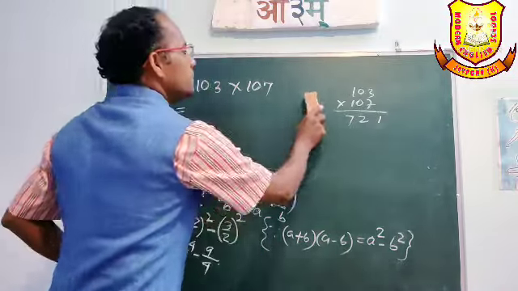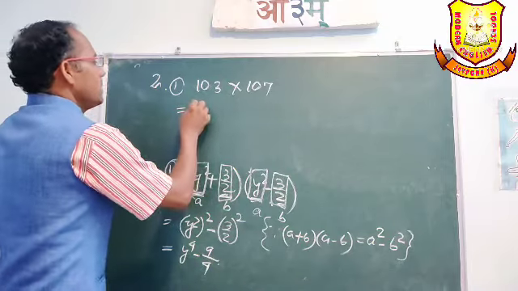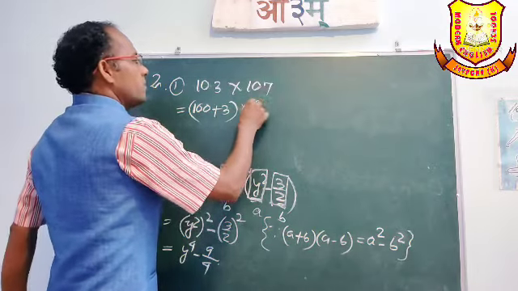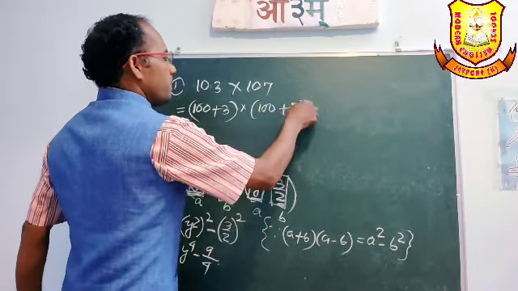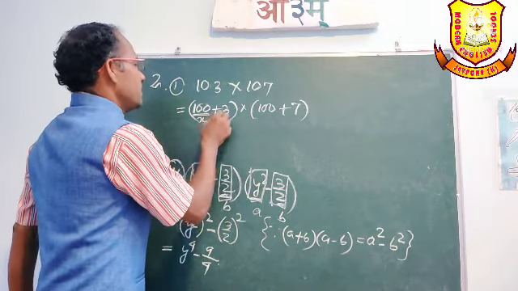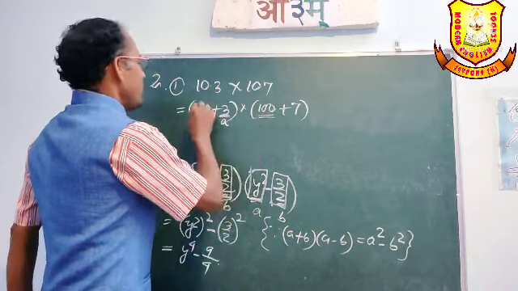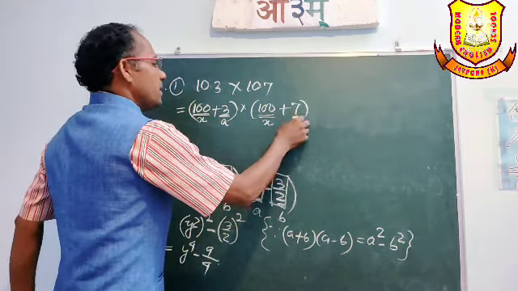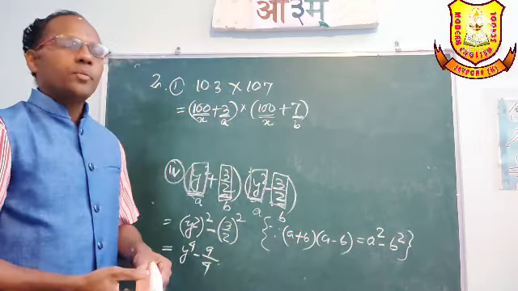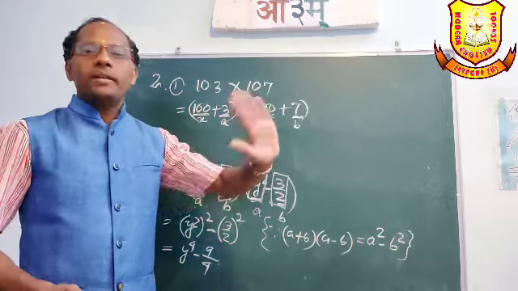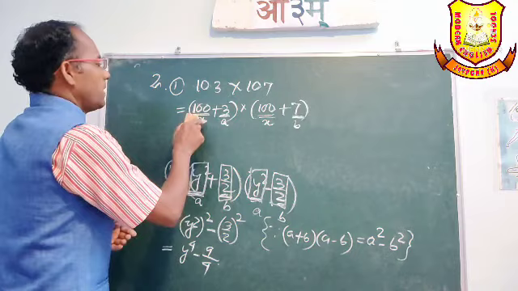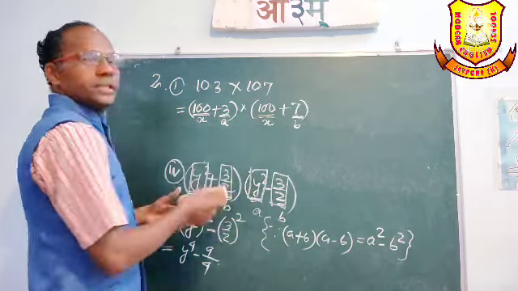See, 103 equals 100 plus 3 and 107 equals 100 plus 7. Now you see, this one is x, this one is a, this one is 100 x, this one is b. So (x plus a) whole into (x plus b). In your notebook you should not write x, a, b, just to understand I told. Simply you have to write (100 plus 3) whole into (100 plus 7).